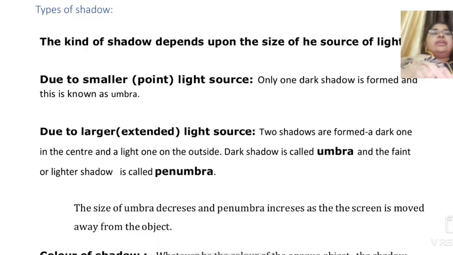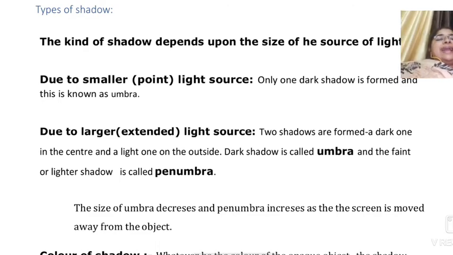So students, remember that here are two words. The first is about the dark shadow and the second is about the lighter shadow. So what is the word for dark shadow? Umbra, and the lighter shadow, penumbra.